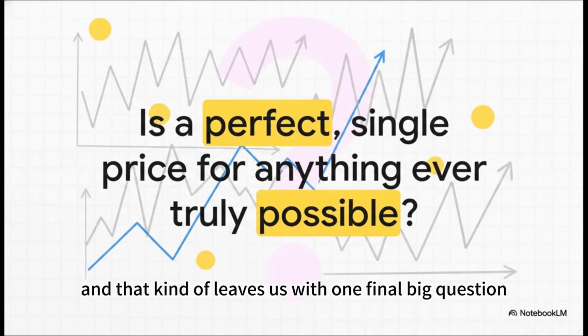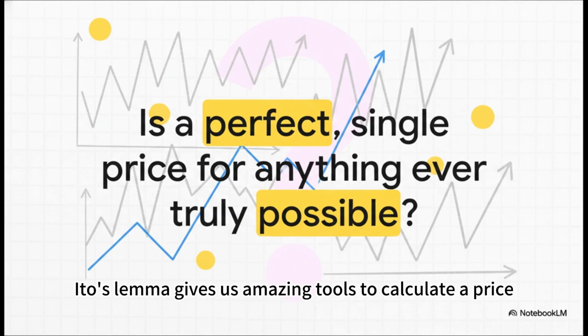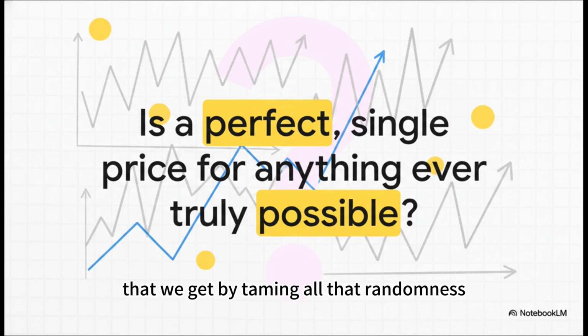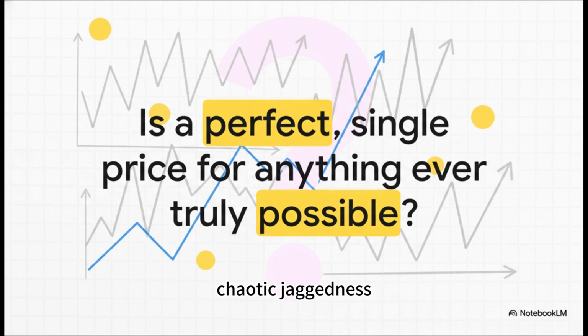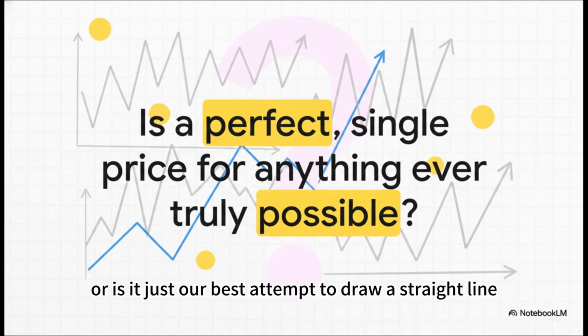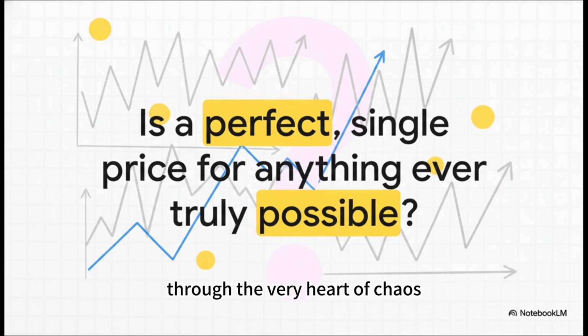And that kind of leaves us with one final big question. Ito's lemma gives us these amazing tools to calculate a price, a single, precise number that we get by taming all that randomness. But if the world is truly built on this infinite, chaotic jaggedness, does that single, perfect price ever really exist? Or is it just our best attempt to draw a straight line through the very heart of chaos?